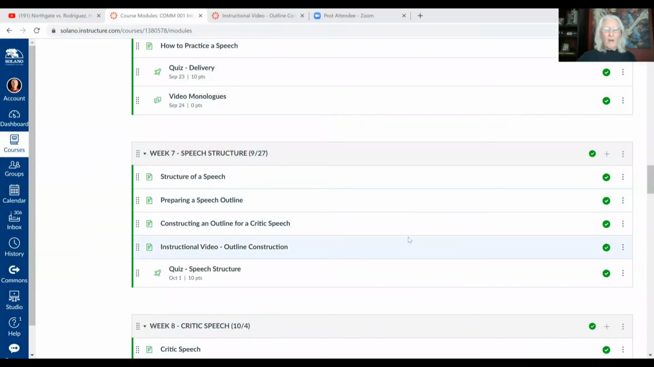Okay, so here we are on the week 7 module. So an overview on the basic structure of a speech, some specifics on how to prepare that speech outline. I go into even more detail of all the specific components, and then preparing with the body first, then the introduction and the conclusion. We'll also get into how to construct an outline for the critic speech. And then next week, that's going to be your next speech assignment. So you want to make sure you understand the specific format for the critic speech.